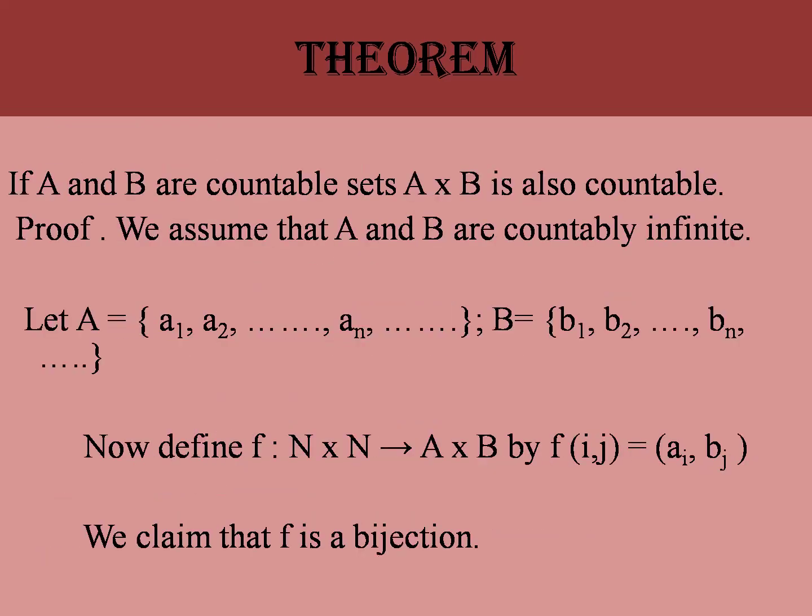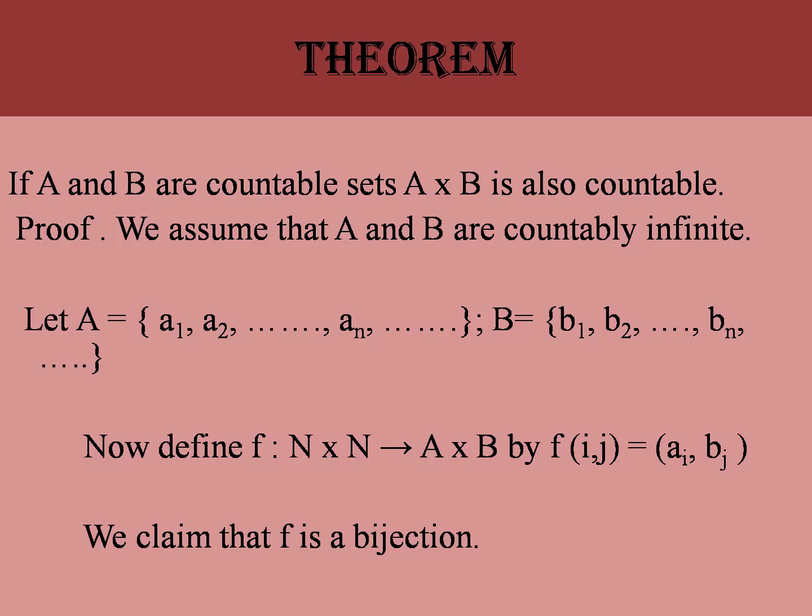Next theorem: if A and B are countable sets, then we have to prove A cross B is also countable. So the proof is very interesting. Here the two sets A and B are countable. We have to prove the Cartesian product A cross B is also countable. So already we know any set which is equivalent to the set of all natural numbers is countable.